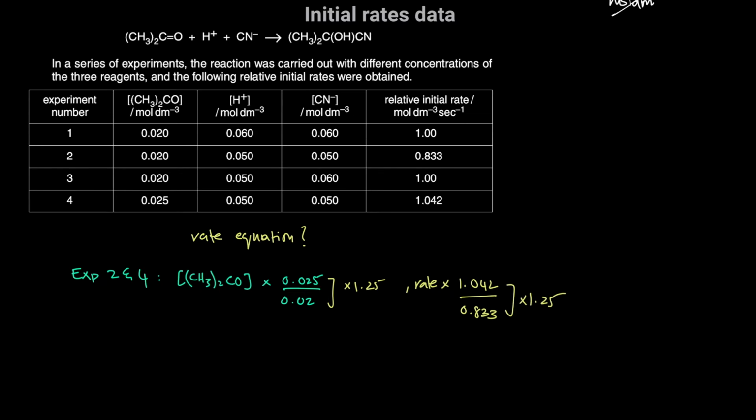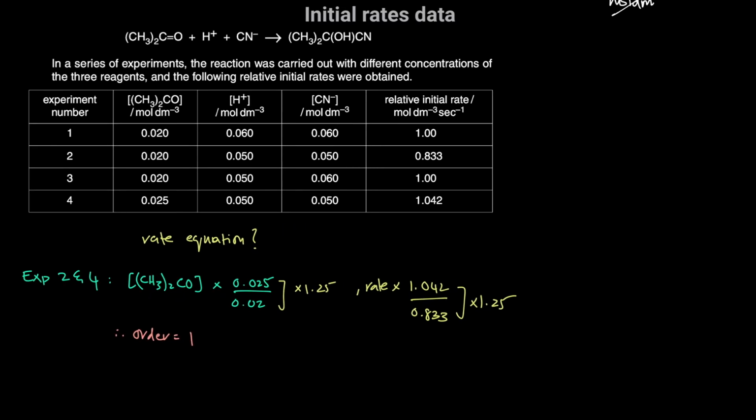So the concentration of the ketone changes by a factor of 1.25 and the rate changes by the same factor. Therefore, the order is equal to 1 with respect to the ketone. The reaction is order 1 with respect to the ketone.